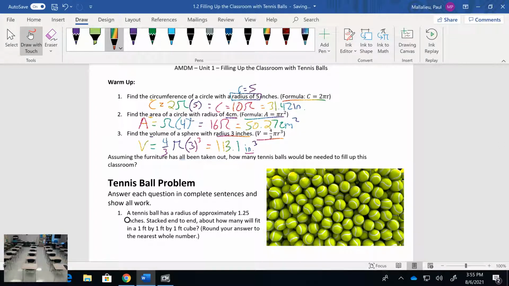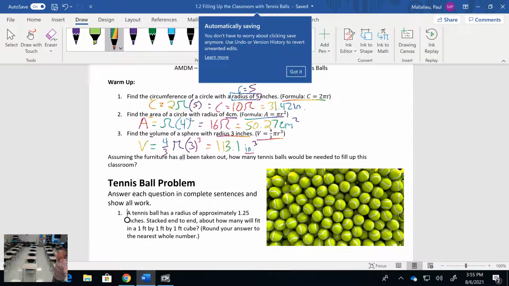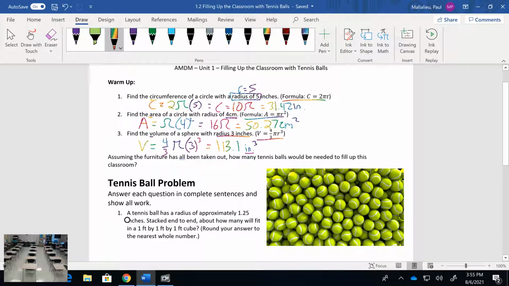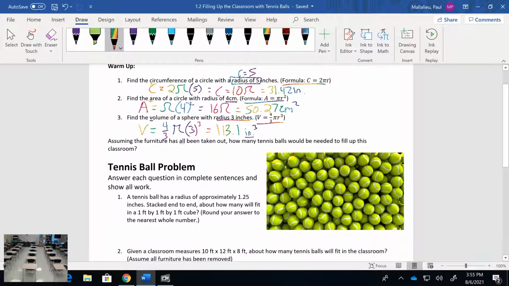All right, so taking that, we're going to assume that all the furniture has been taken out of the classroom, and we're saying how many tennis balls would be needed to fill up the entire classroom. You see an empty classroom behind me. So right here, you see all this space. It's all empty, but we took all the furniture out. How would we be able to identify filling all of this?